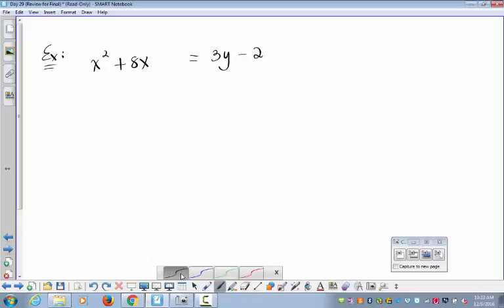I want to make absolutely sure that we are finding the vertex properly. So it's clearly a parabola because one variable is squared and the other is not. We collect the squared variable to the left, everything else to the right. We complete the square, and what are we going to add to both sides? 16. So on the left, we end up with x plus 4 squared. On the right, we have 3y plus 14.